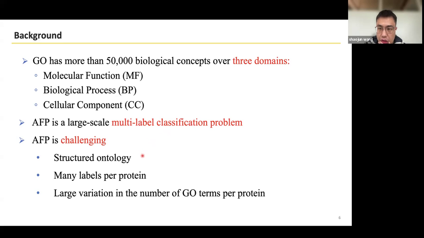First, GO is a structured ontology. How to deal with the relationship in it is difficult, and every protein can be associated with many GO terms. As we all know, a large-scale multi-label classification problem is not easy. Moreover, there exists a huge variation in the annotation. Some GO terms may have annotated many proteins, but some GO terms may only be related to a small number of proteins.